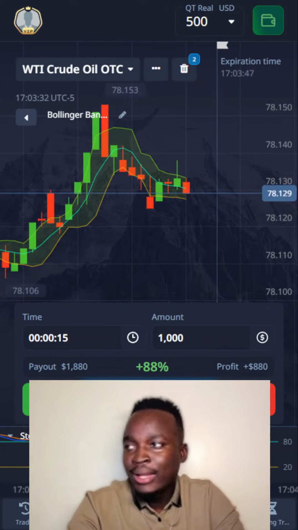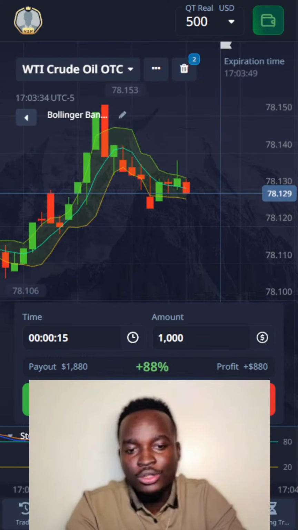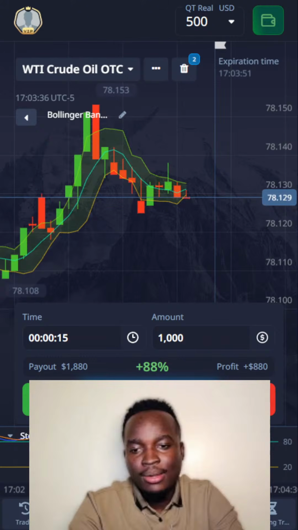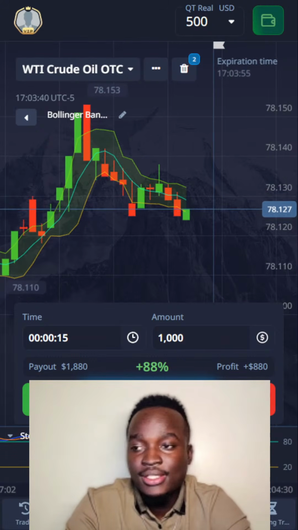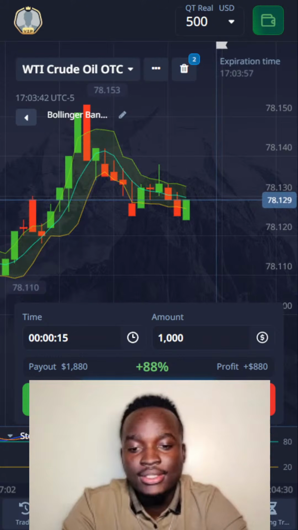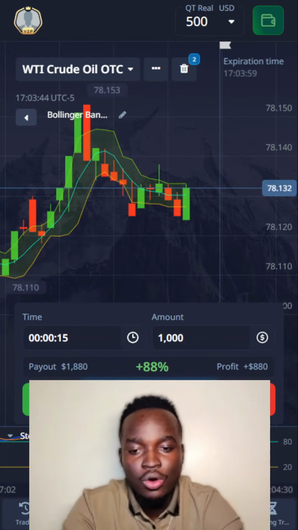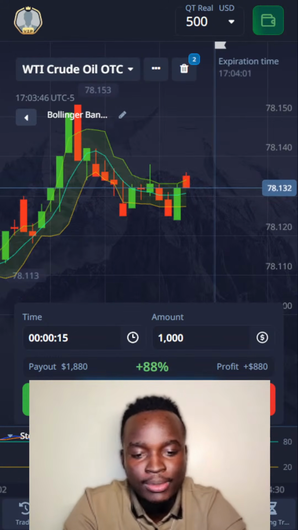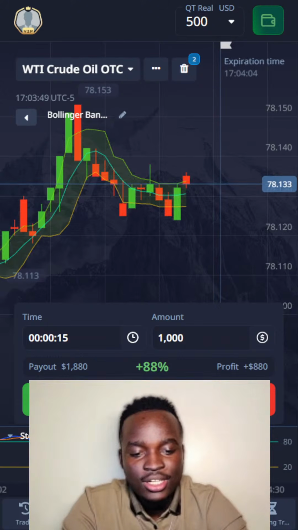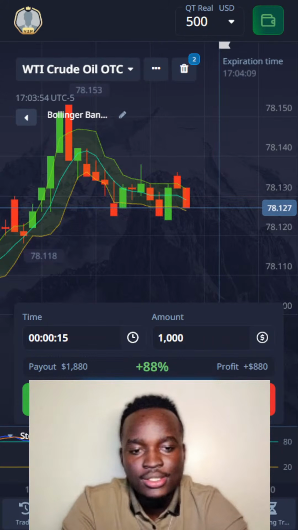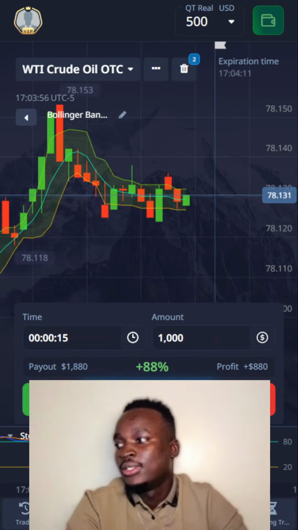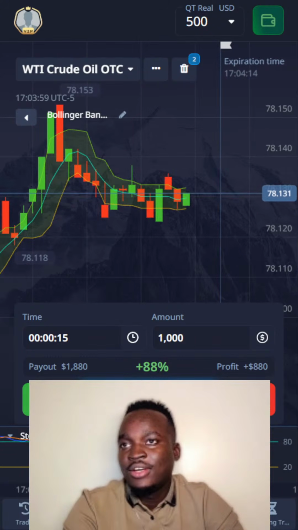Anyway, we are back in binary options. We're gonna start with the crude oil OTC as usual. WTI crude OTC. My time frame is 15 seconds, and my structures are 5 seconds. The Bollinger Bands are all in default settings, plus the stochastic oscillator also at the default settings. So those are my two indicators. We are on Pocket Option.